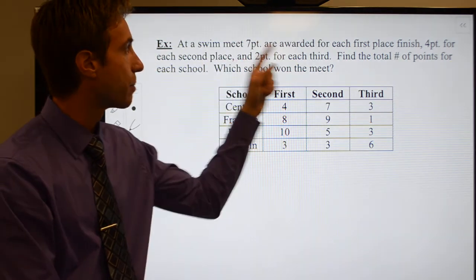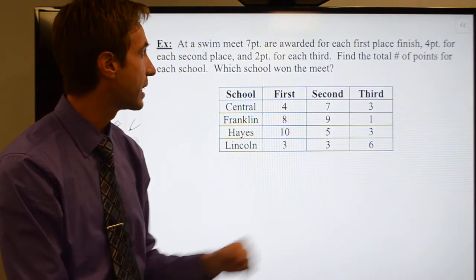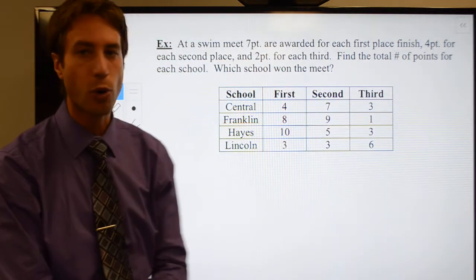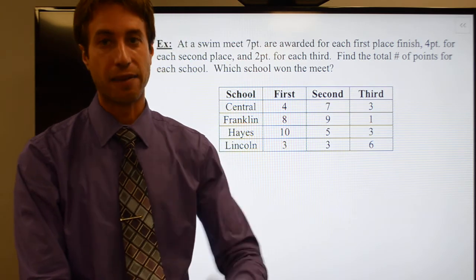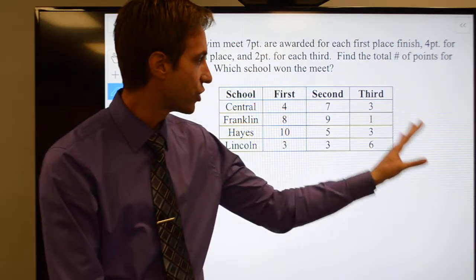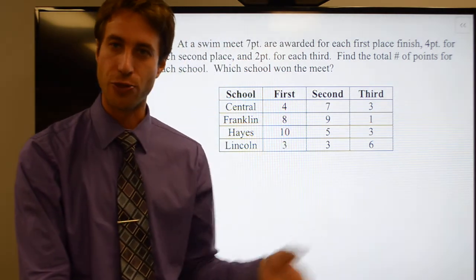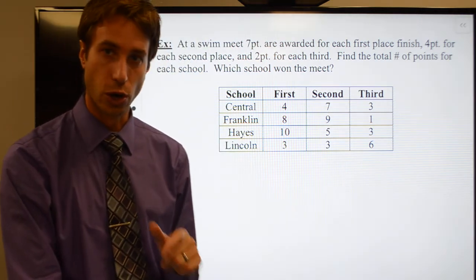At the swim meet, 7 points are awarded for first place, 4 points are awarded for second place, 2 points for third place. I want you to find the total number of points that each school received during this meet and figure out which school won. I have all of the information listed for you here as far as the school and the number of first, second, and third place finishes that each of those schools took.